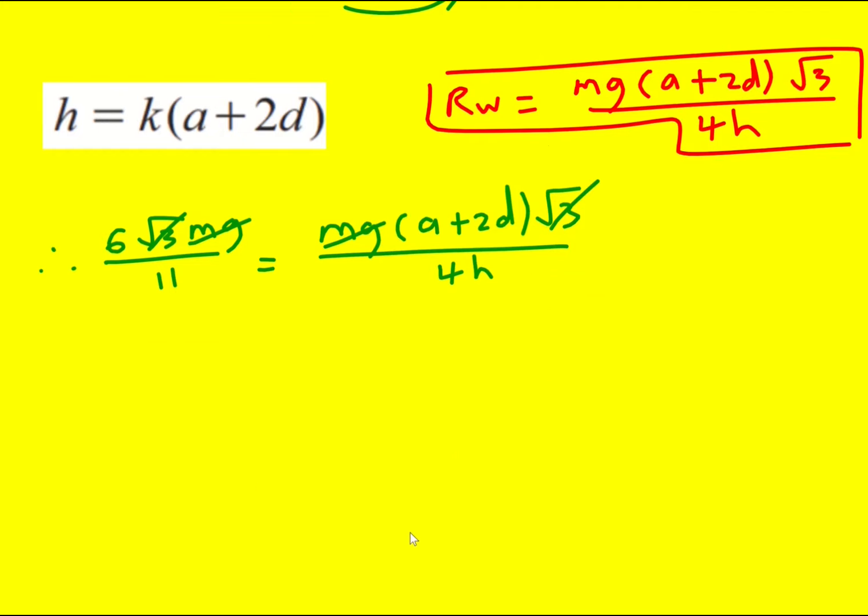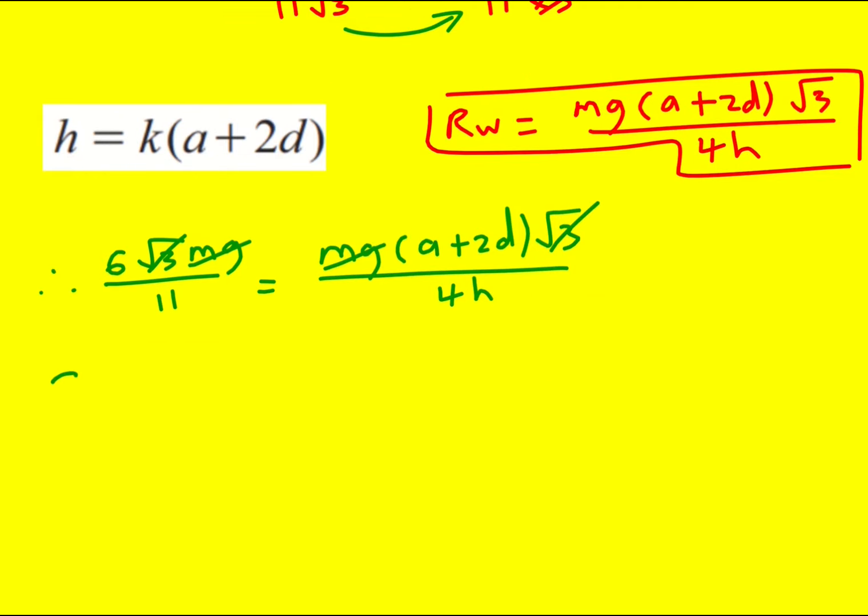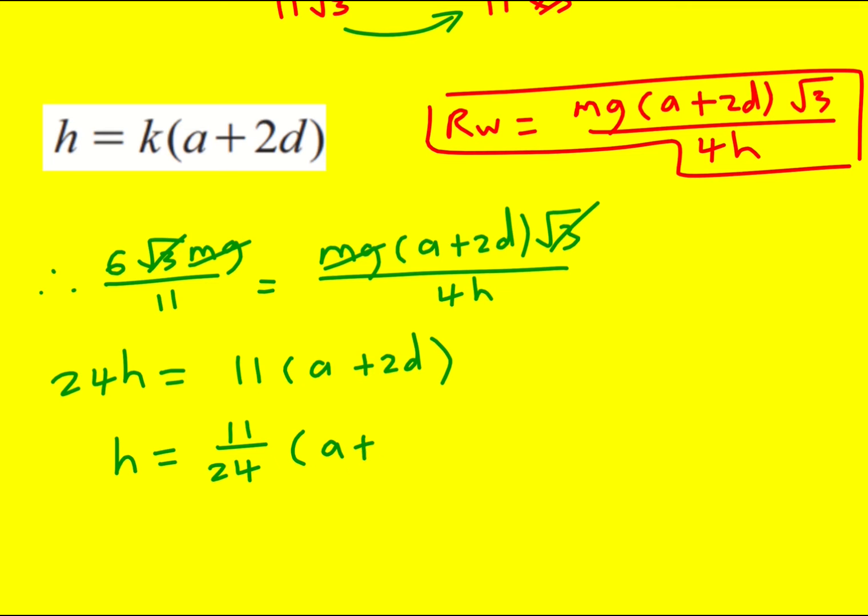Super. Let's cross multiply. 24h is going to equal 11a. Wait. Don't multiply that out. Remember, in the final answer, we've actually got a plus 2d, so I want to leave it in a bracket. 11 times a plus 2d, which means that h is 11 over 24, a plus 2d. And that is our answer.